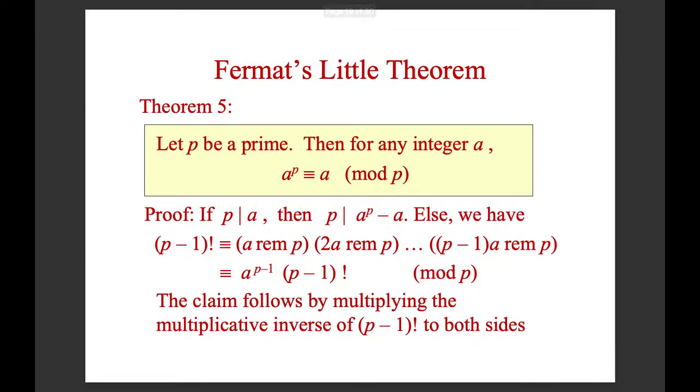This is an important intermediate result that allows us to prove a very interesting theorem called Fermat's little theorem. Now suppose that p is a prime. It says that for any integer a, a to the power p will have the same remainder as a under division by p. So a to the power p is congruent to a.